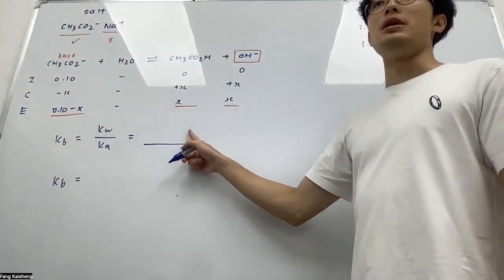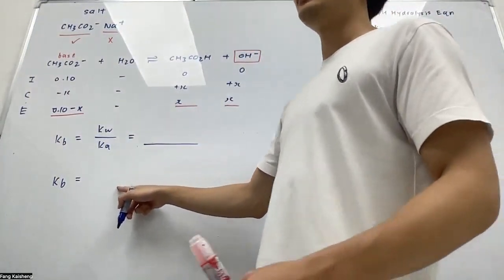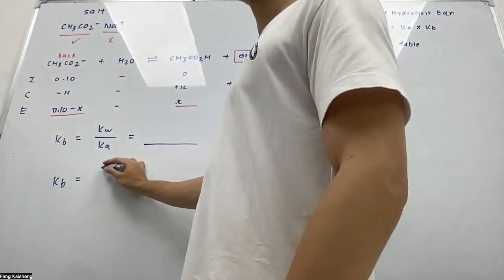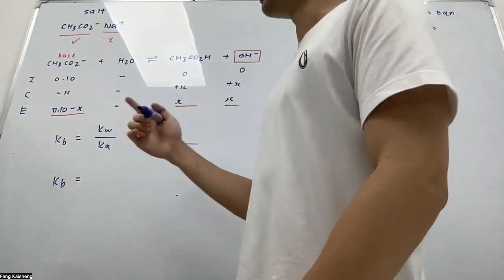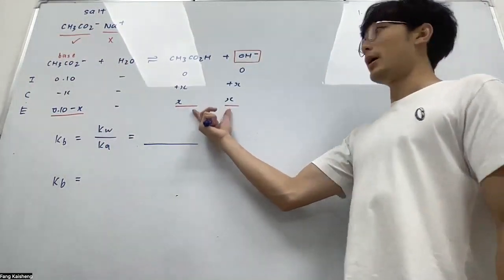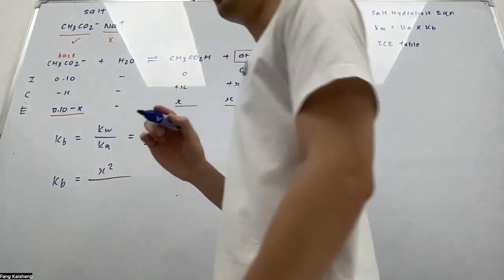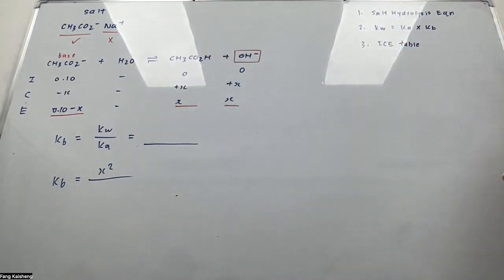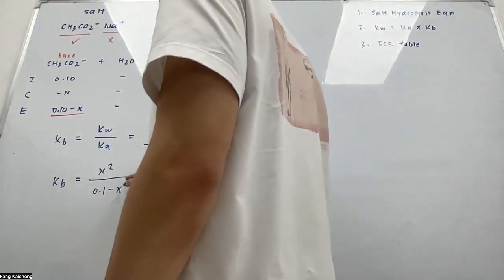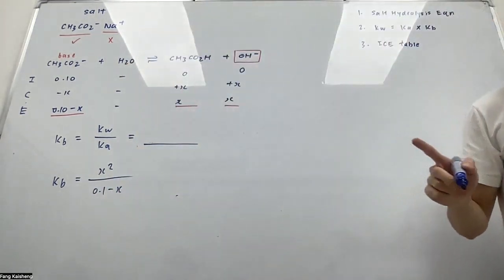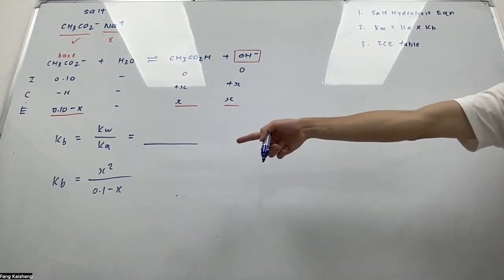After you find the value of Kb, how do you sub the values of x inside? It's just products over reactants, right? So the products here are x times x, x squared, over 0.1 minus x. Guys, there's something you need to do to this expression. Can you remember? What's the problem with this?